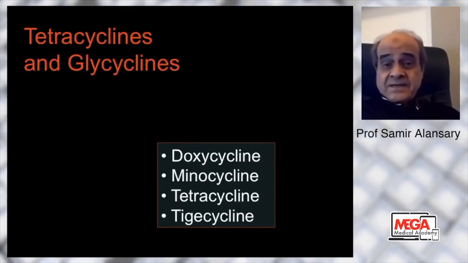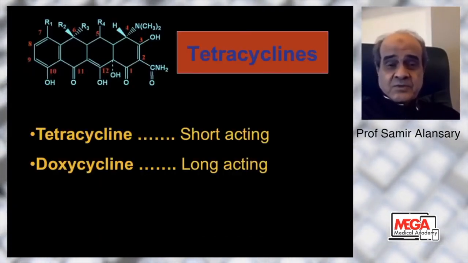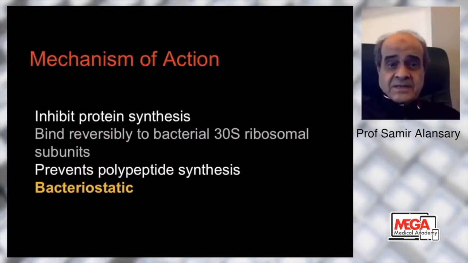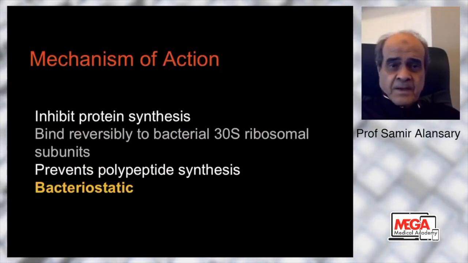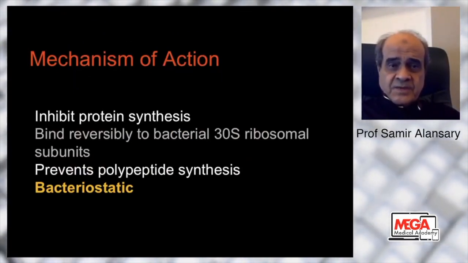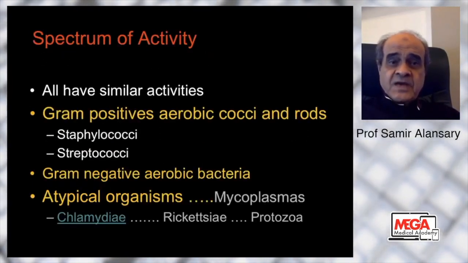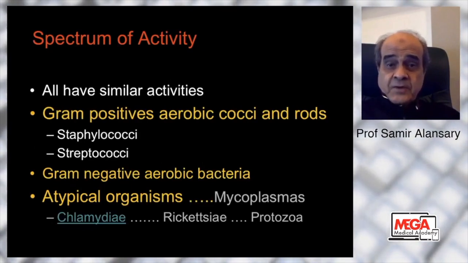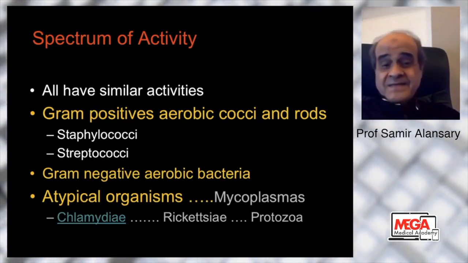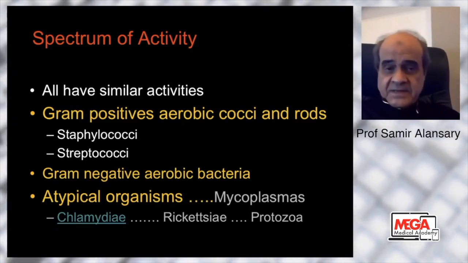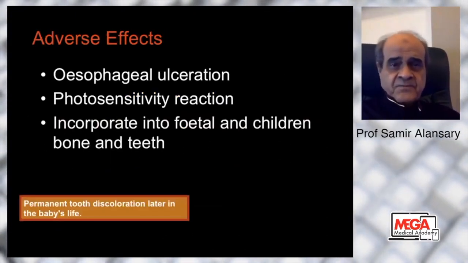Tetracyclines, such as doxycycline and minocycline and tetracycline and tigecycline. And I think most of you know tigecycline, which is a common drug now used from the tetracycline group. All of this group has a bacteriostatic effect. Spectrum of activity: all have similar activities, gram-positive aerobic cocci and rods, covering staph and strep, gram-negative aerobic bacteria, and the atypicals. Doxycycline covers mycoplasma, chlamydia, rickettsia, protozoa. These are common drugs used in such situations.